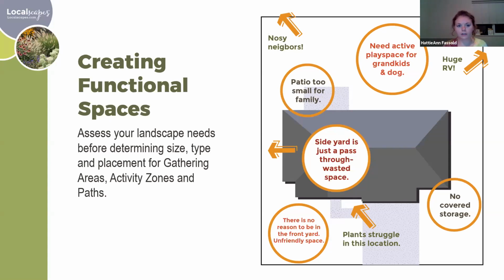So this kind of goes over it here. Creating functional spaces, right? You need to make sure that you're thinking about all those different things. Dave kind of went over this a little bit with looking at your landscape and seeing, okay, what can I see from this view? Do I have nosy neighbors? Do I have a side yard that is kind of wasted space that I can maybe make look beautiful and have it be a really pretty pathway? So making sure that you're looking at all the different areas in your yard when considering your gathering areas and your activity zones is what you're wanting to do before implementing them, right?